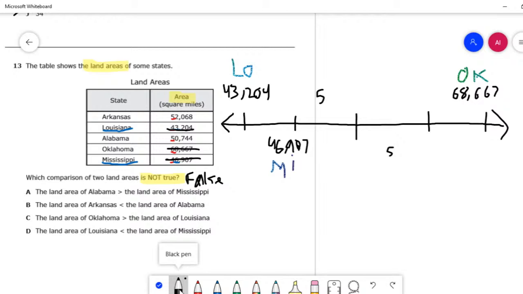So now we can look at, again, the thousands place of these. We'll do this in green. For Arkansas, we have a 2 in the thousands place. And for Alabama, we have a 0 in the thousands place. Again here, we know 0 is less than 2. And that means that it should go farther to the left. And because of that, our first value here has to be 50,744.